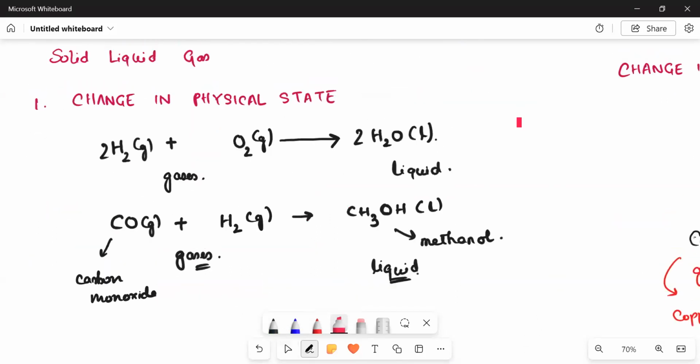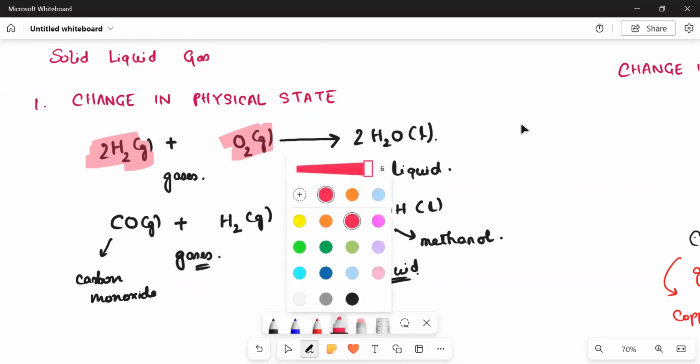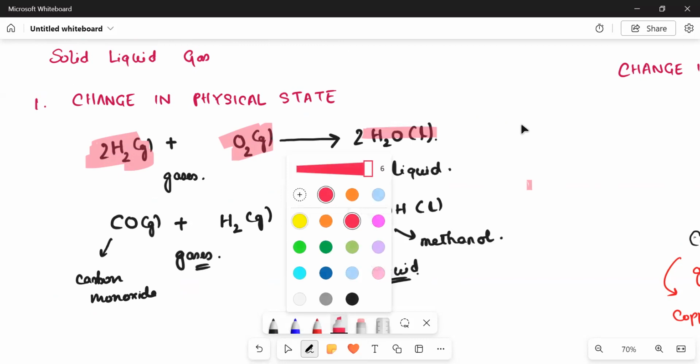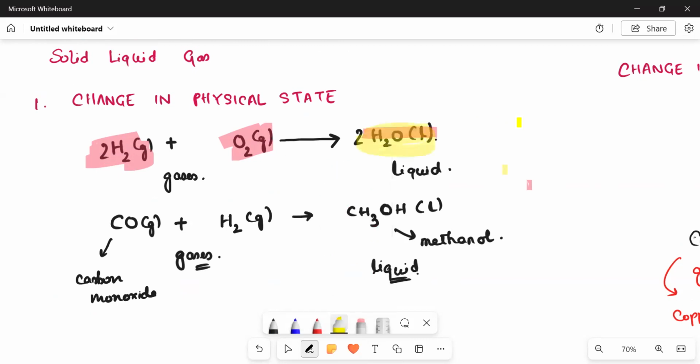चेंज इन फिजिकल स्टेट पे हम लोग को दिखने को मिला, I took this one H2, right, I took O2, both are gases, but when I made them react, what did I get? I get something like this one, right? What did I get? I get something like H2O, right? So here again I'm giving an example.